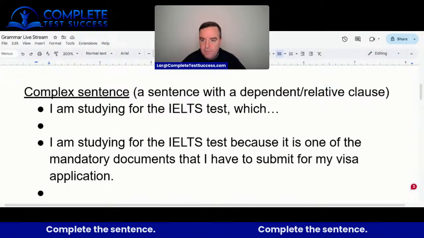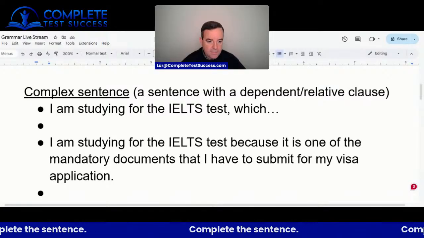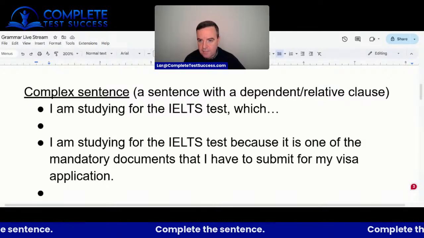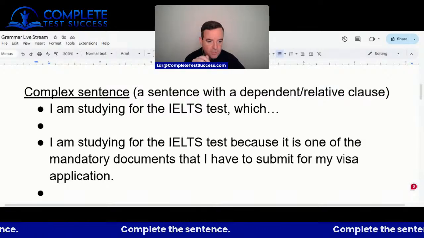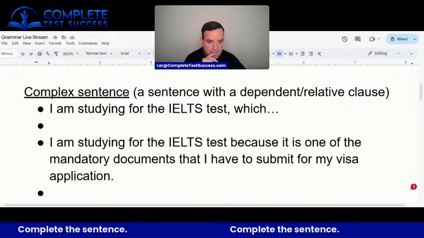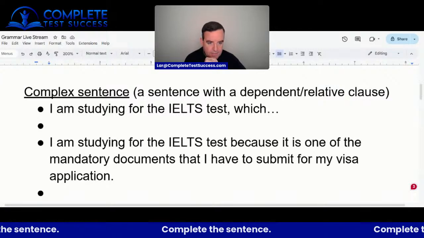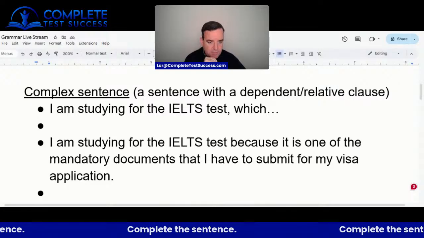I don't have any examples of which just yet. So I'll wait until I see the first example of which, the one that's on the screen. I'm studying for the IELTS test which. I just want to get at least one example of that before I move on to the next. Okay, Reza. Okay, and I have one from Reza right now.